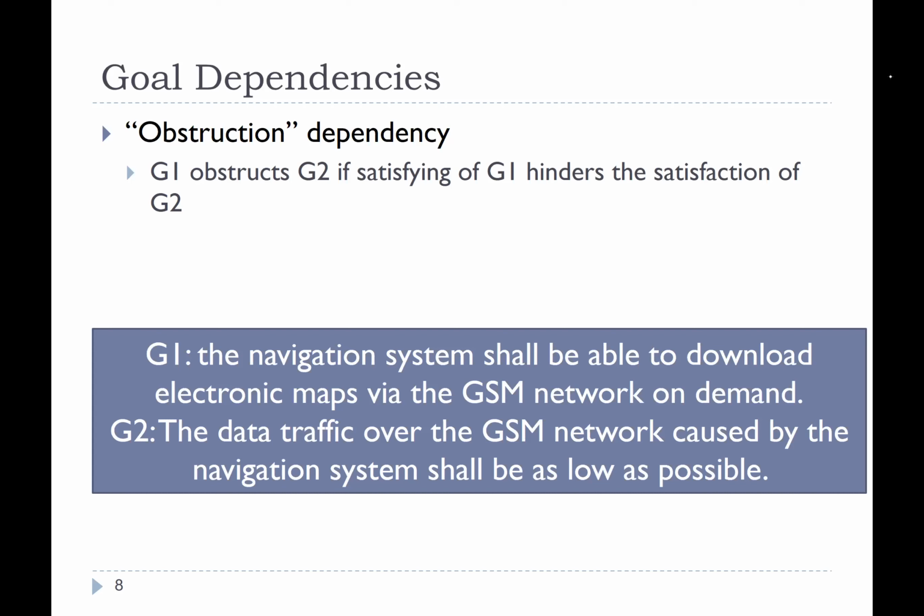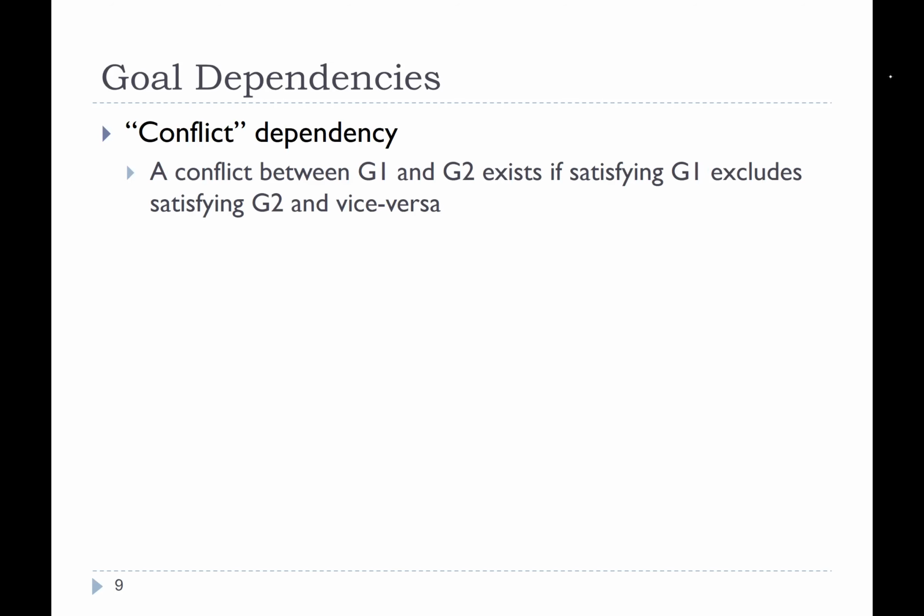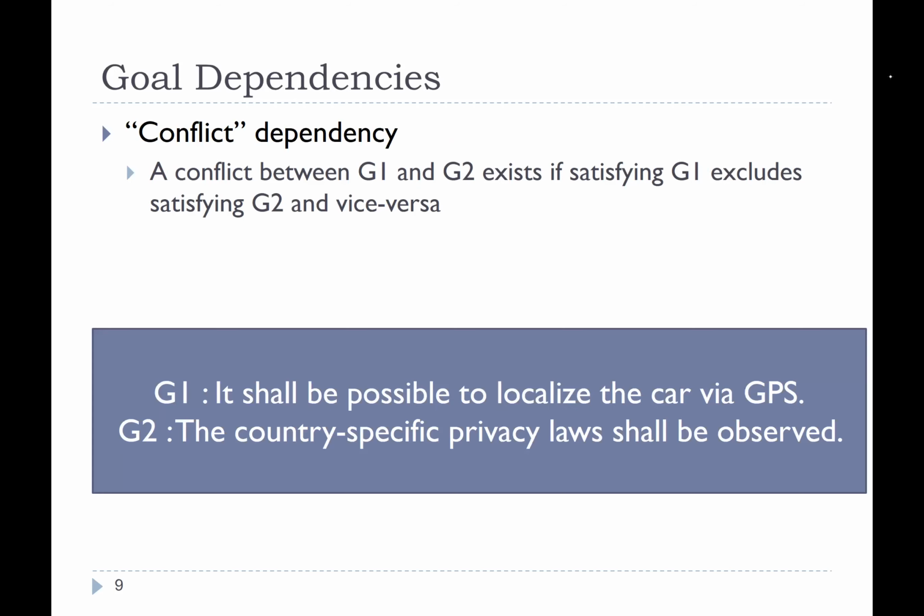Just like there is a soft negative, there's also a hard negative with the conflict relationship. The conflict relationship basically says, if I have G1, then I cannot have G2. It just straight up conflicts with it. And if I have G2, that also means I cannot have G1. So you can have either or, it's an exclusive or relationship.